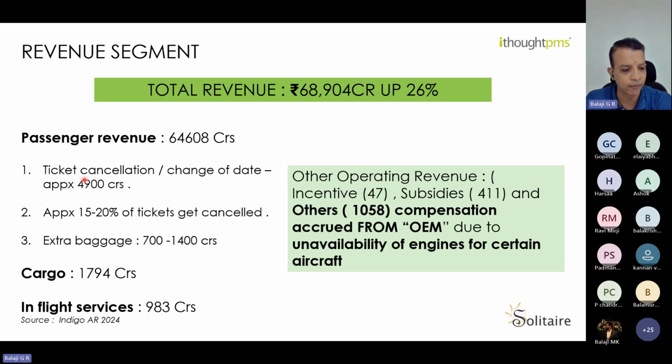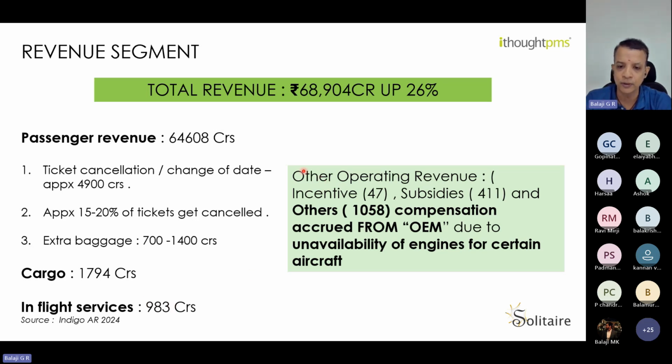The sources are a couple of books and the annual report. Approximately 15 to 20% of tickets get cancelled. That's a very interesting stat for us, at least to have an idea. Extra baggage is another big revenue driver for almost all airlines, particularly Indigo. Cargo is another driver of business, which is close to 1,800 crores. In-flight service is close to 1,000 crores.